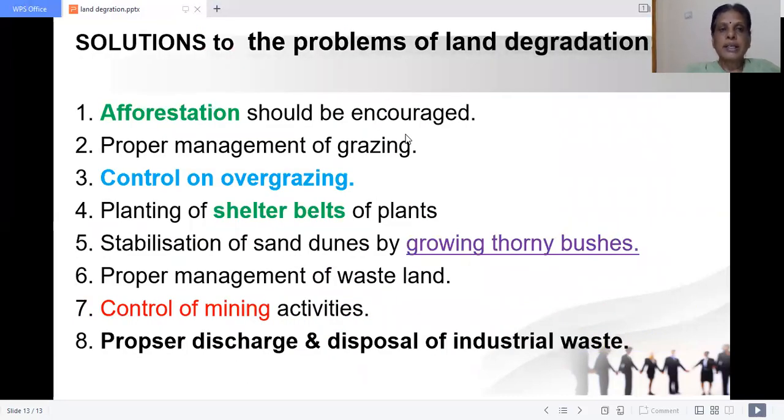And what are the solutions to the problems of this land degradation? What shall we do to conserve the soil? Afforestation. Deforestation is a reason for land degradation, so afforestation could help develop the fertility of the soil. You have to plant more trees. Proper management of grazing: overgrazing should be controlled. Control of overgrazing. Planting of shelter belts of plants.